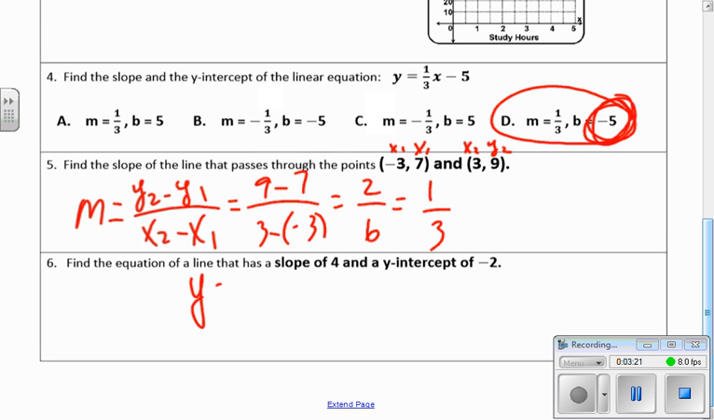Number 6, y equals mx plus b. Plug in the slope where the m is, the y-intercept where the b is. Y equals 4x minus 2.